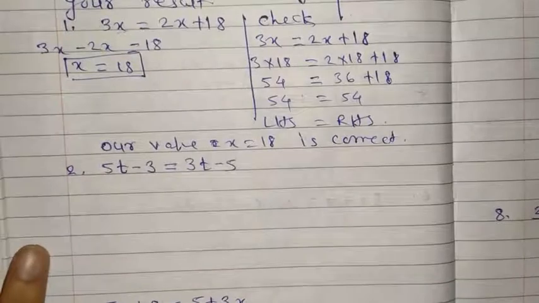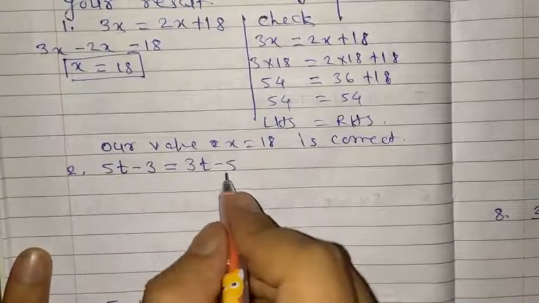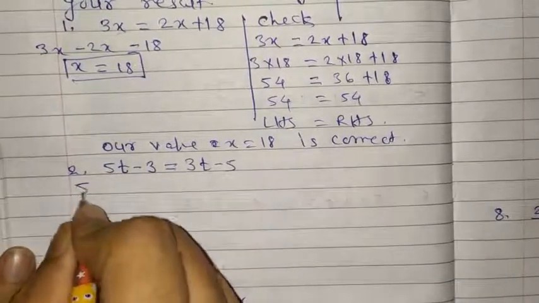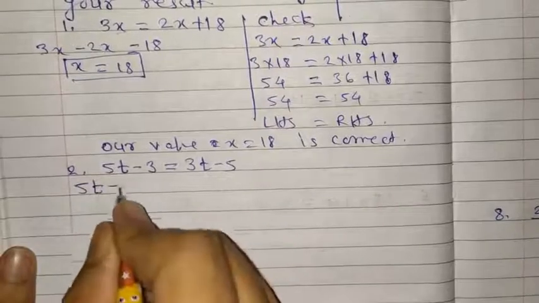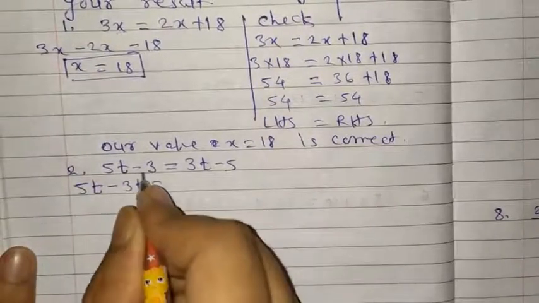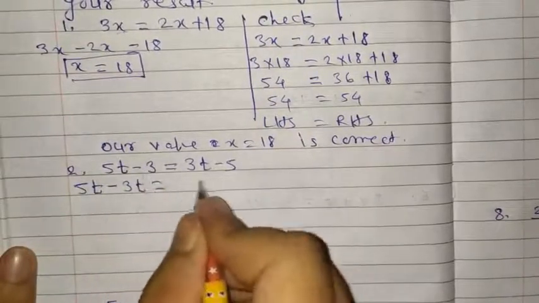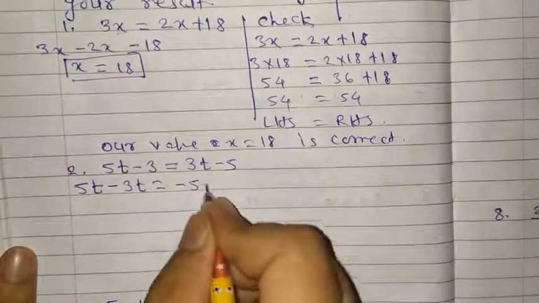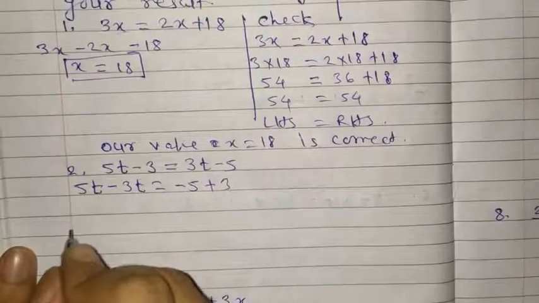Next one is 5t, and here 3t is there. So you can keep them on one side. So it is minus 3t. Both the numbers we want on one side. So minus 5 is already there, so it is plus 3. That number we are shifting.